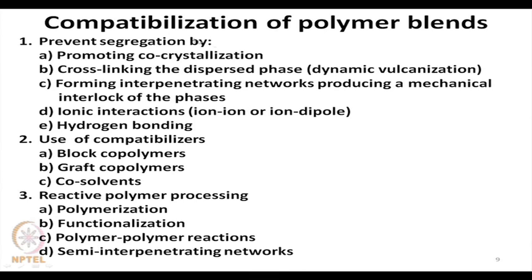Now, to talk about the compatibilization techniques or the principles of compatibilization of polymer blends, that is done to prevent segregation of the component polymers in the blend by promoting co-crystallization between the component polymers. That means these polymers, when they are processed by melt processing technique, means they are mixed, then they are fabricated either by injection molding or by compression molding or by transfer molding.